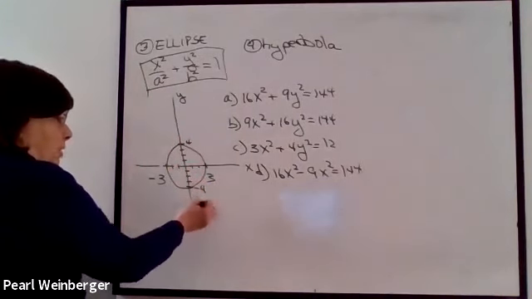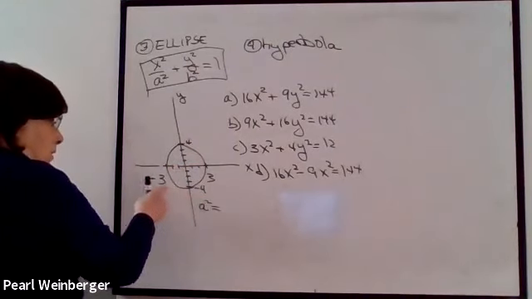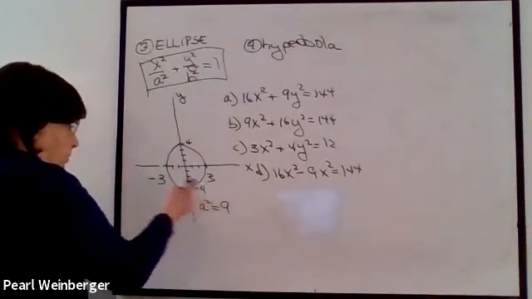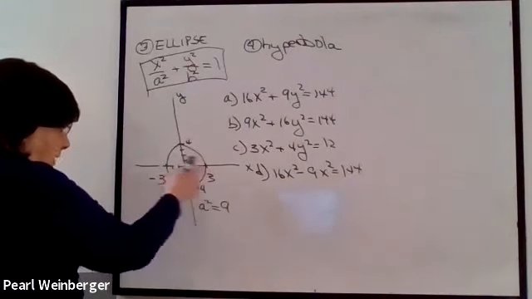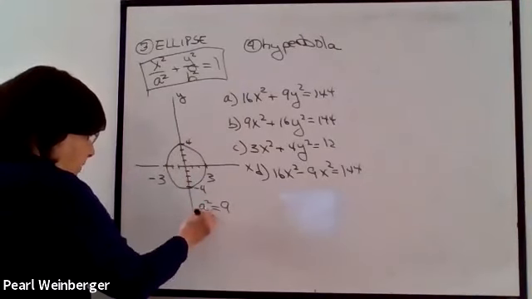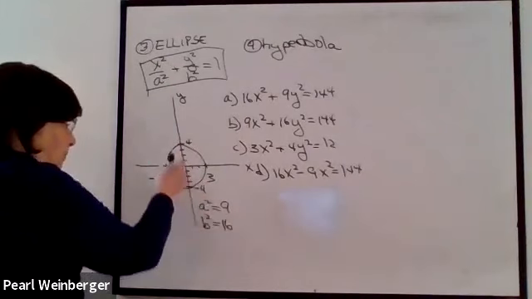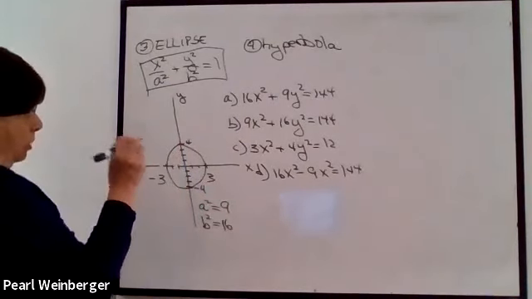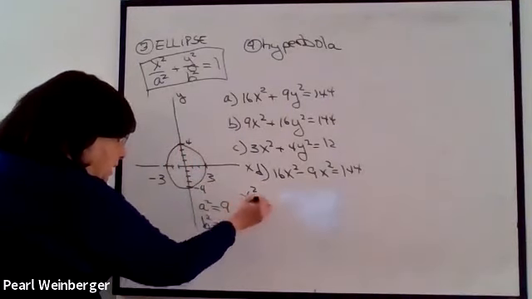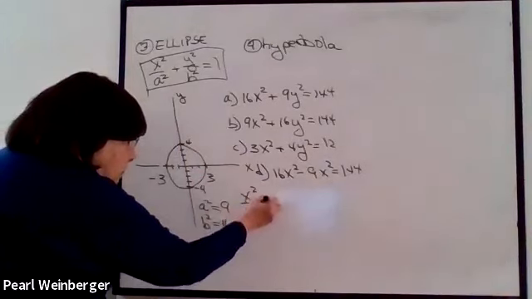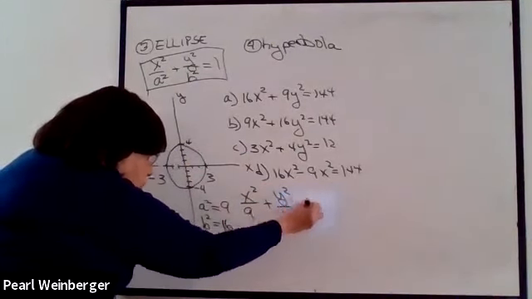And we know that our a squared is going to have to be 9, because our a could be either 3 or -3. That's because that's along the x. And the b squared has to be 16, because b can either be +4 or -4. So in standard format, my equation should be x squared over 9 plus y squared over 16 equals 1.